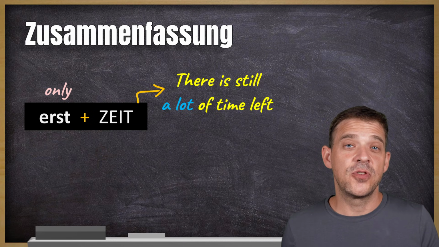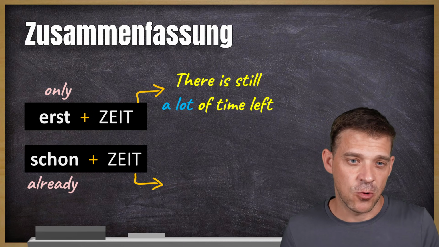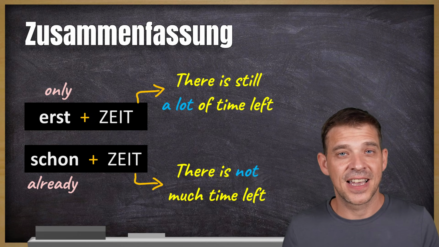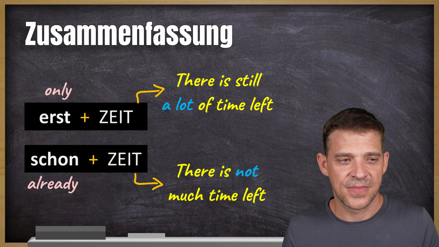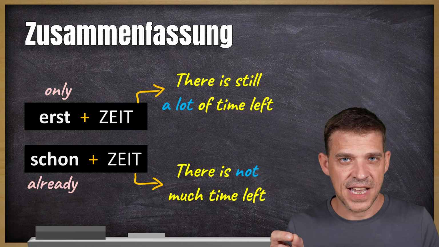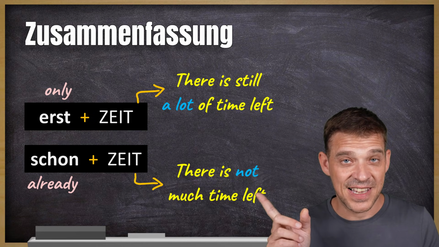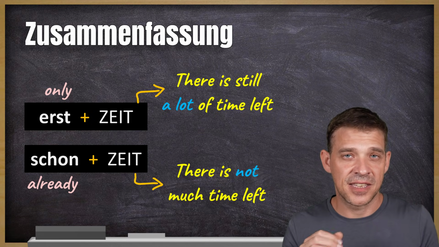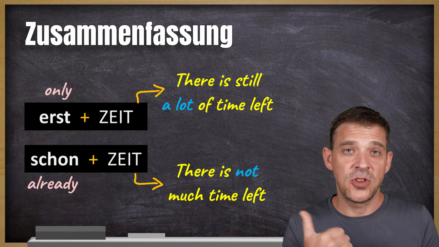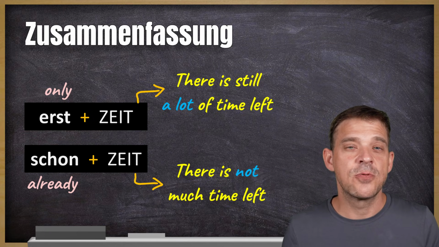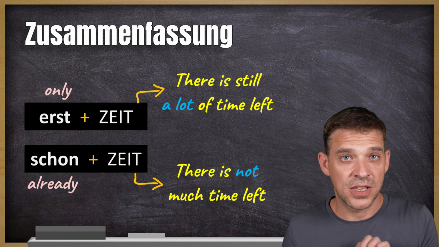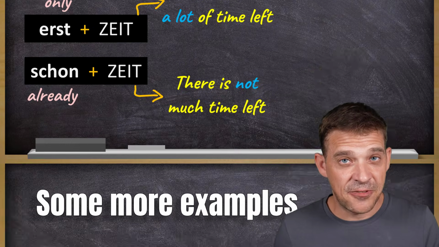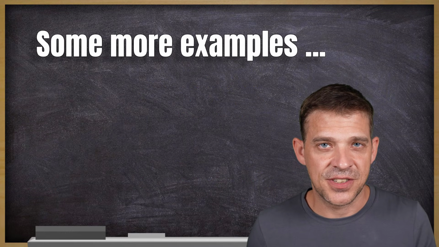If you use schon plus a time word, this means there is not much time left and you need to hurry. So again, erst plus Zeit, as it translated as only, then you have a lot of time. You want to emphasize that there is still a lot of time. If you use schon plus Zeit, then you want to emphasize that there is not much time left and you have to hurry. Now, a couple more specific examples to compare these two.